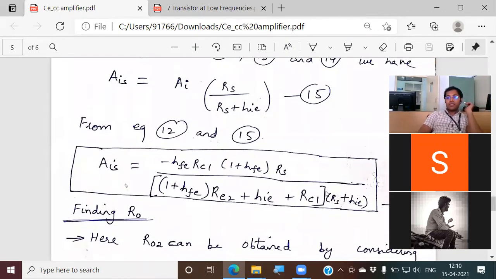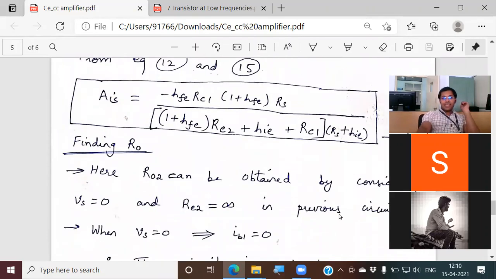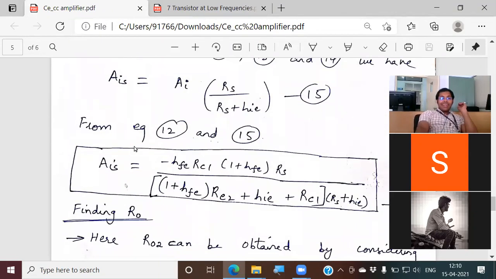Okay. Anyway, all of you do this. We will see in the next class. Next class is R0, finding R0. Take homework: 2-stage RC amplifier.